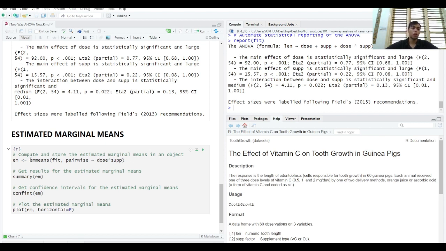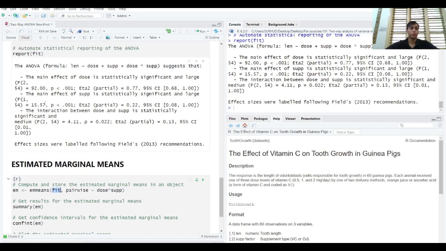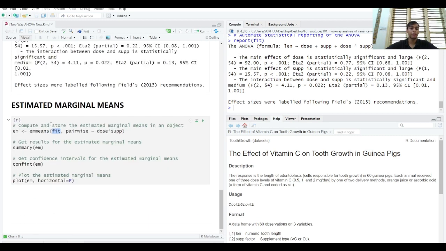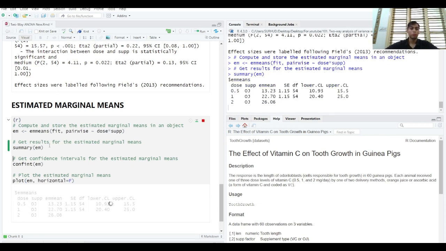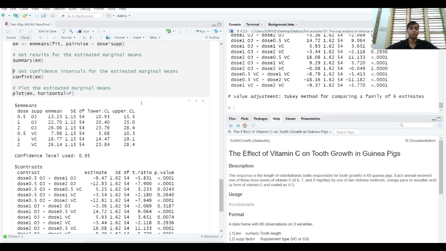So how do we run this function? This emmeans function is from the emmeans package. We have stored our results in an object, fit. We can run this pairwise because we would like to see pairwise differences in our post-hoc test, and we will include our interaction term on the right hand side of the tilde. And we'll store the results again in an object, em, because it will be easier for us to call upon this object later. Now we'll see what results we are getting.